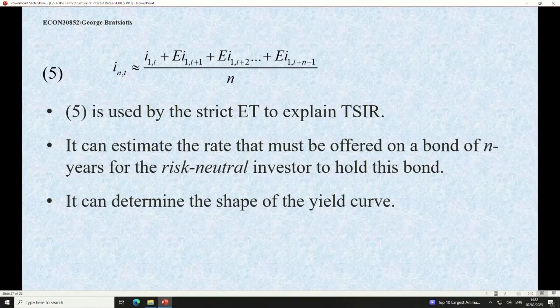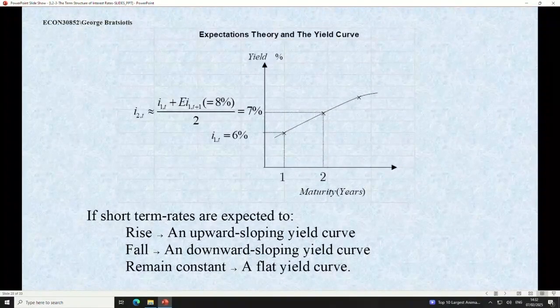So 5 is used by the strict expectations theory to explain the term structure. It can estimate the rate that must be offered on a bond of n years for the risk-neutral investor to hold this bond. It can determine the shape of the yield curve. All of that is true. And here it is, an example.